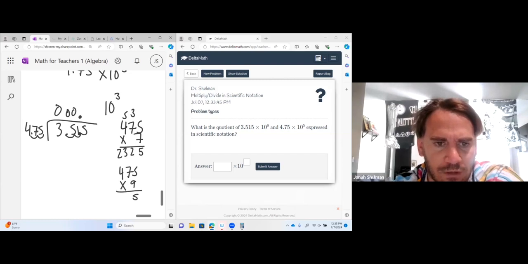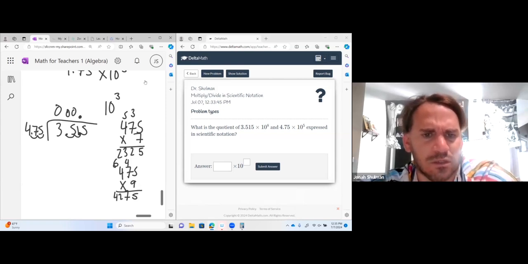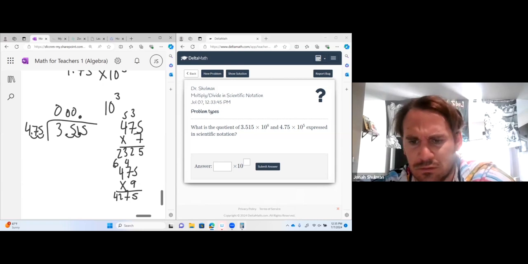So that's 45. 9 times 7 is 63 plus 4 is 67. 9 times 4 is 36 plus 6 is, and now we're too big. Crazy.